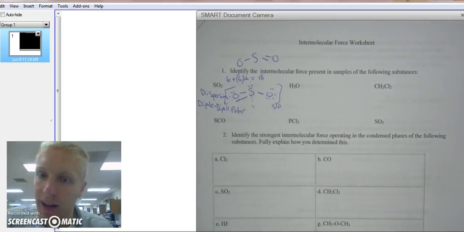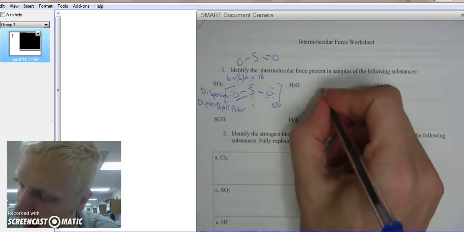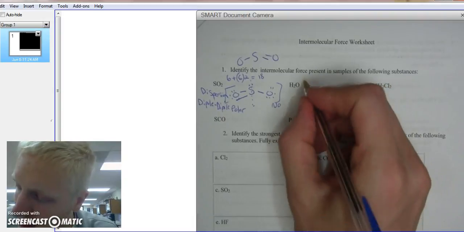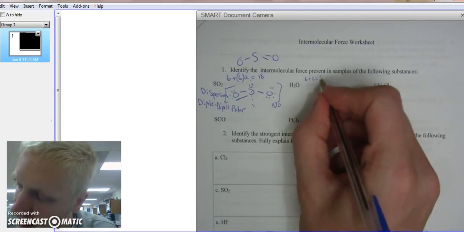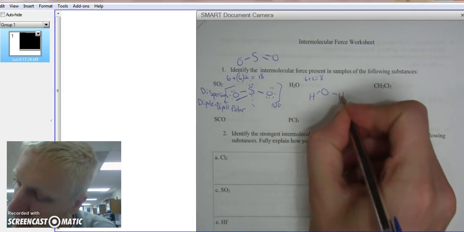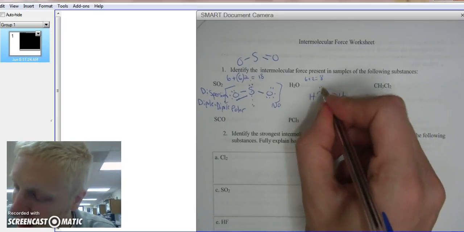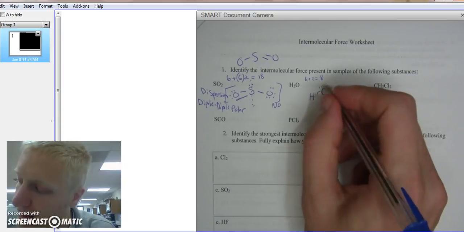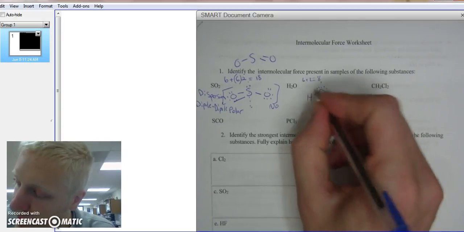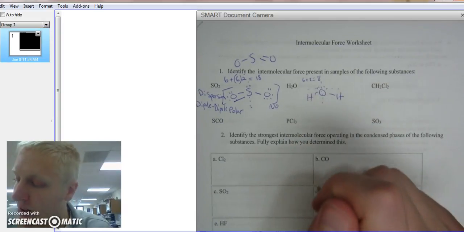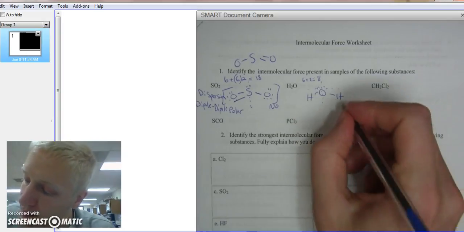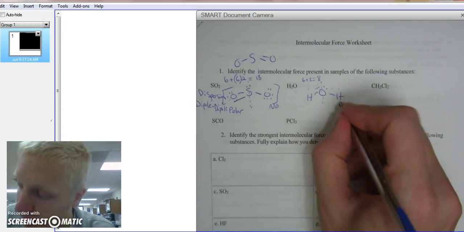Alright, doing another one, H2O. This one's a classic. We have oxygen is 6, hydrogen is 2, that's 8. 2, 4, hydrogen can't have any more. 5, 6, 7, 8. Is this symmetrical? This way it is, but is it symmetrical this way? The answer is no. So it is not symmetrical, therefore this guy is polar.